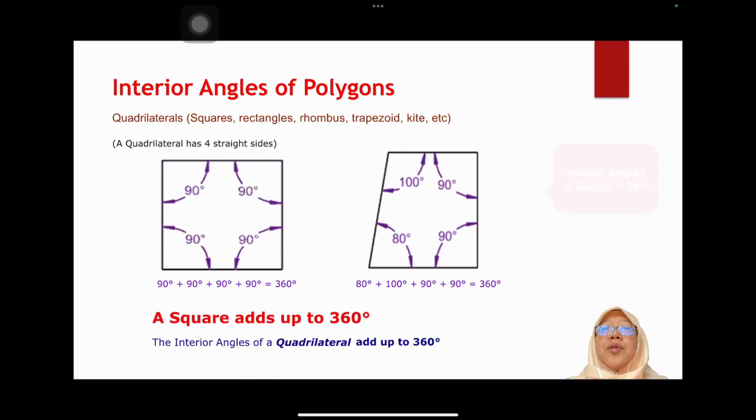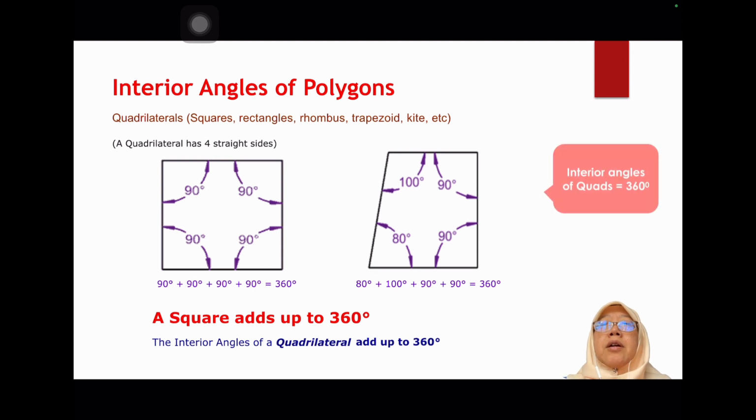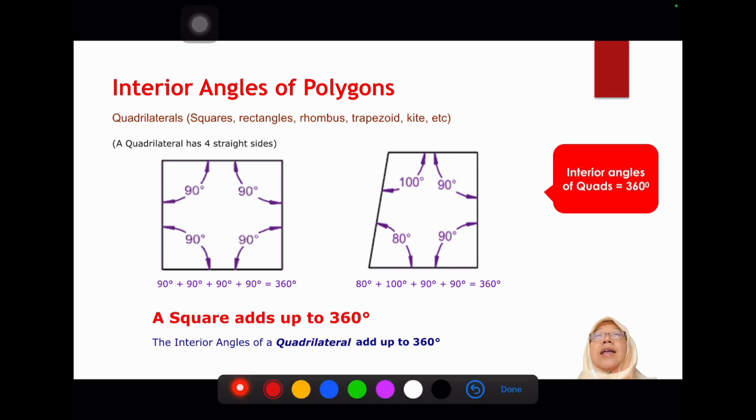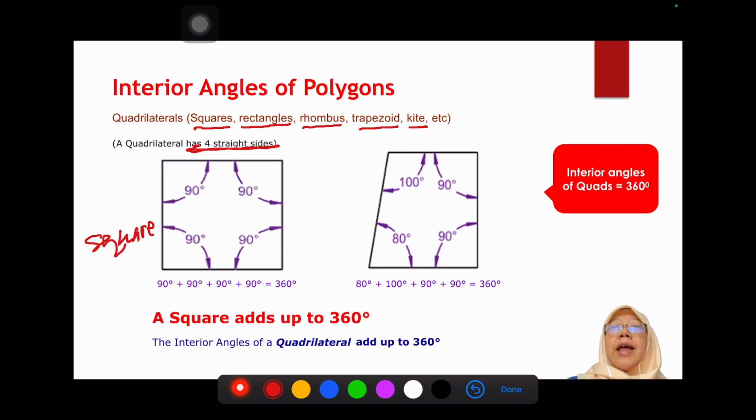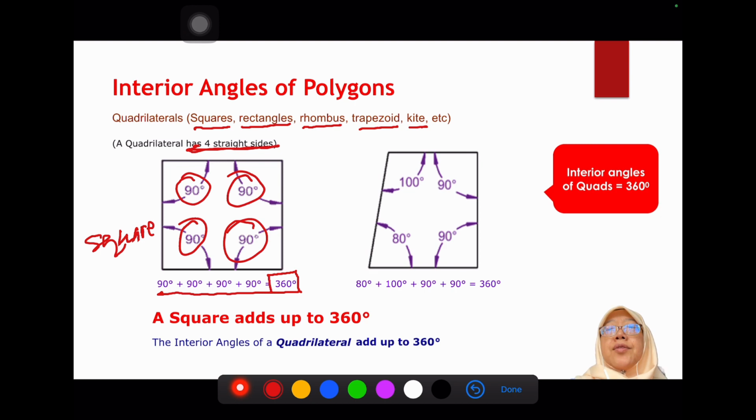Before we do that, let's look at interior angles of polygons for quadrilaterals. Quadrilaterals have 4 sides. Any 2D shape that has 4 sides, like squares, rectangles, rhombus, trapezoid, kite, diamond, and so on. This is a square. A square will have right angles for all 4 sides, so it will have 90 degrees, 90 degrees, 90 degrees, 90 degrees. You add this up, it will be 360 degrees.